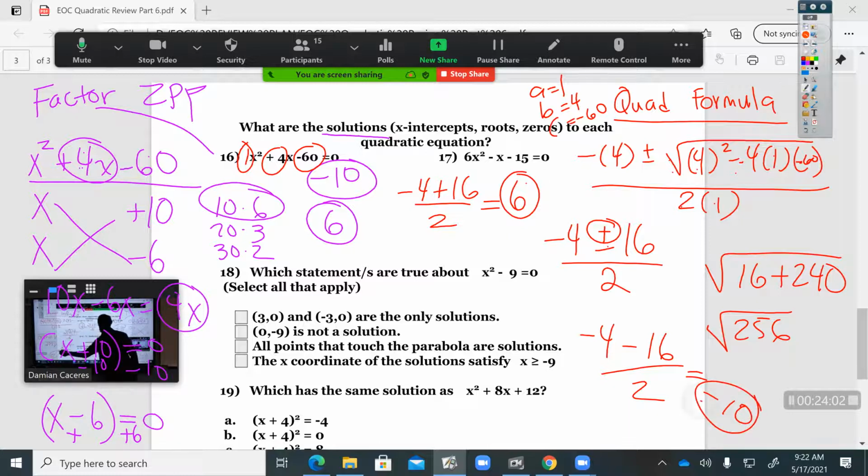Now if you compare your answers, same answers, right? But that's because it said solutions, right? But what if it said factor? Can you still use quadratic formula to factor?